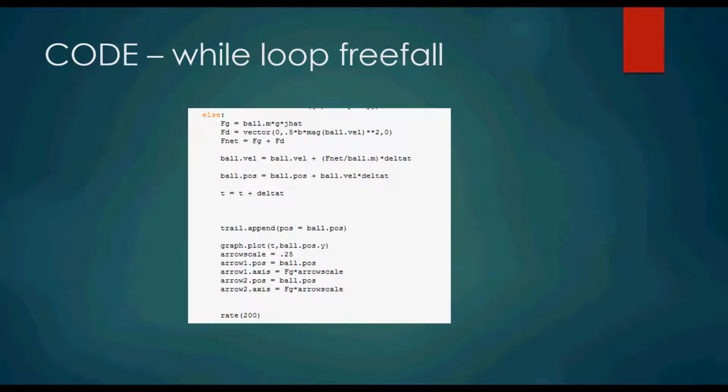Now this is the while loop during free fall. As you can see, the parachute equations and the while loop equations are much the same. The only difference is that the else part of the while loop does not change the value of B to 64. Thus, it uses 55 as the drag constant.